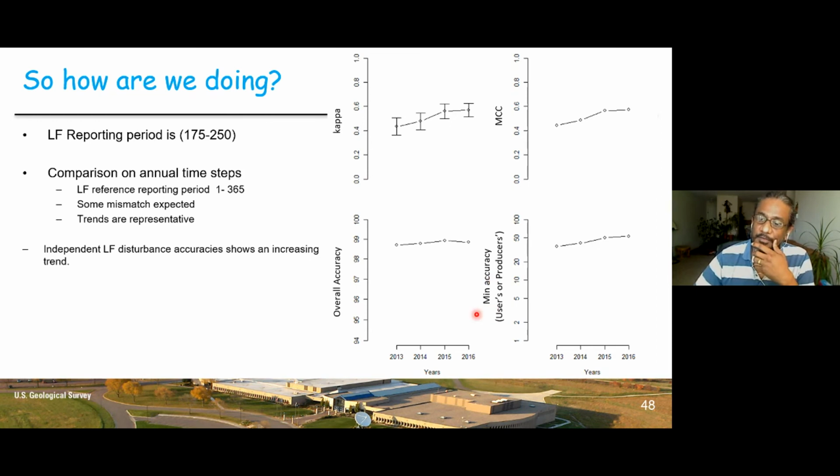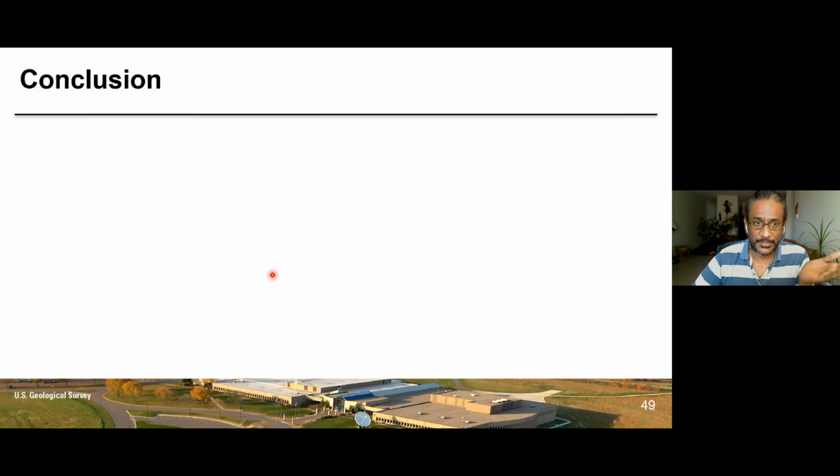And some of the times we use what's called the minimum of the user's or producer's accuracy. This gives you the least accuracy we have, which is basically one of the user's or the producer's accuracy, and that turns out to be close to about 50% in terms of our mapping in the disturbance class. So we are fairly well, and because we now have an accuracy measurement, we now have full confidence in our products.